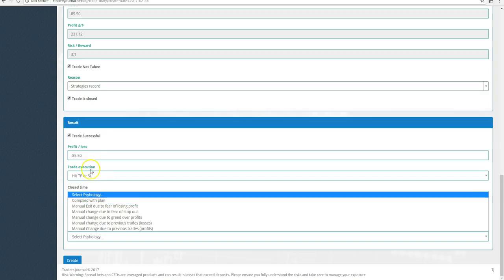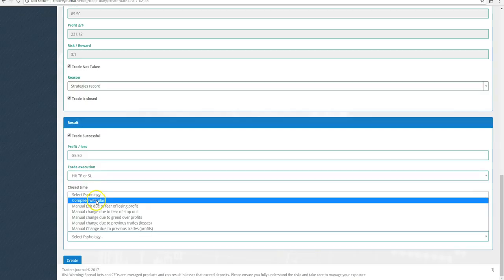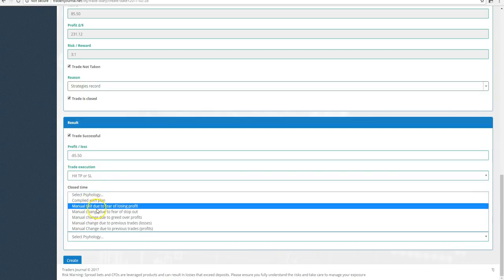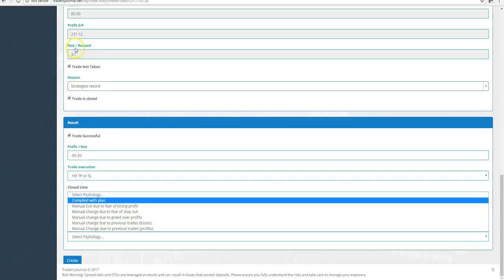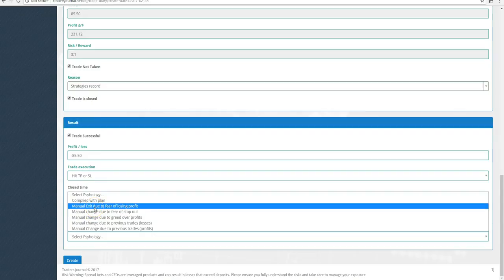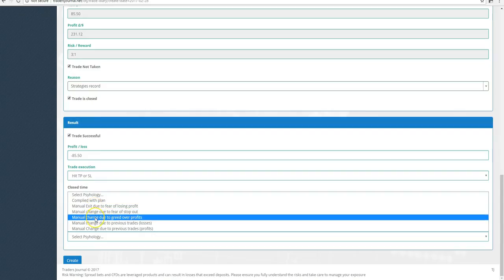If one of these was different, if the trade wasn't successful, if we'd moved the take profit and stop loss, and that wasn't part of the strategy we'd tested, then we might want to look at, did we manually exit due to fear of losing? So we were up, but we pulled it because we'd already made £100, even though it says up here profit should have been 231. We've made 100. We got a bit nervous. We thought, well, 100's more than 85.50, so I'll just take the 100. So did we do that? We need to mark it on here. We need to monitor these things.